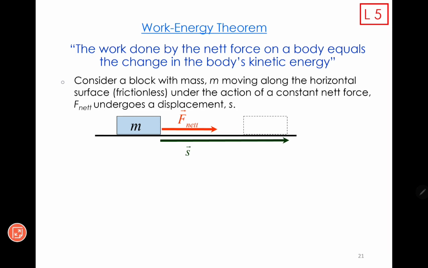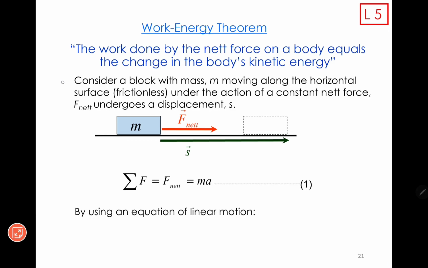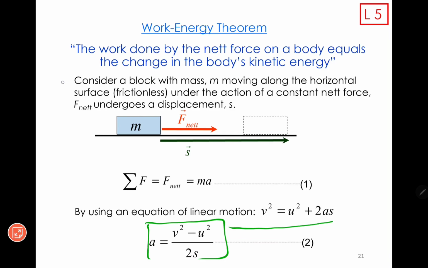In this case, according to Newton, F equals ma. So the total F exerted on the body is F net, so F net equals ma. Then according to the linear motion we discussed before, we have the second equation, v squared equals u squared plus 2as. By rearranging the equation, you get a equals v squared minus u squared over 2s. Then we substitute this second equation, which is a, into the first equation.